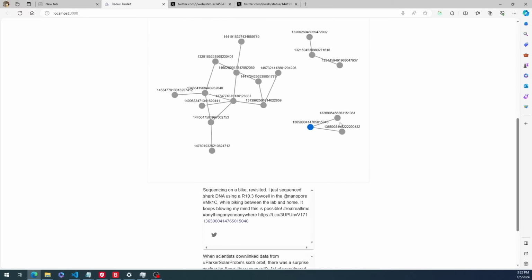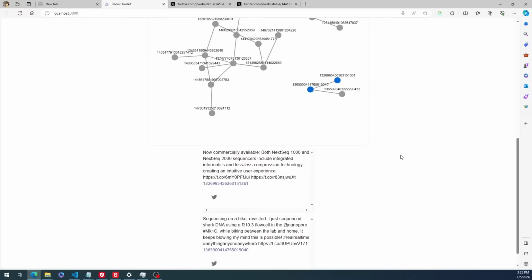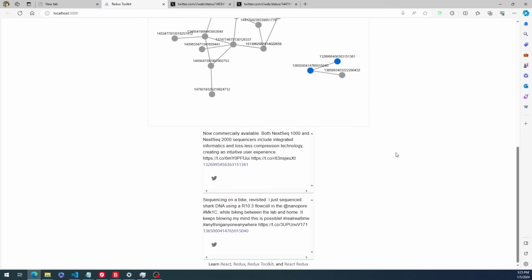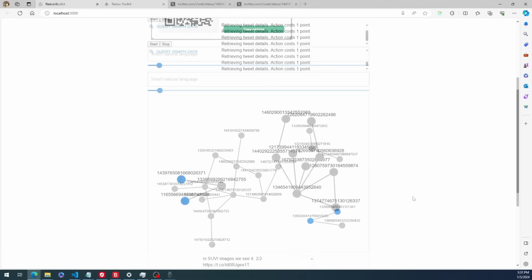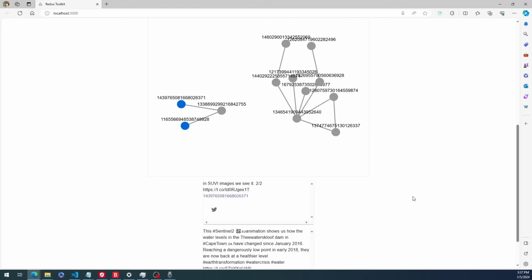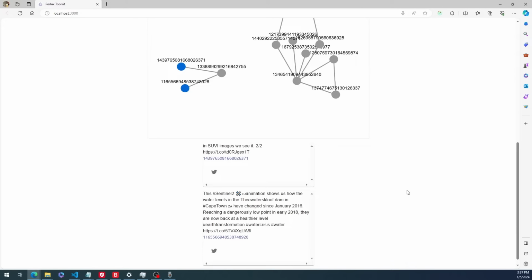The other connected component has discussions about sequencing. NextSeq 2000, sequenced using a nanopore. Good visualization in my opinion. After having performed the search, I want to expand some leaf nodes and see this connected component here. I want it to be connected in the end, or I want to enlarge it.